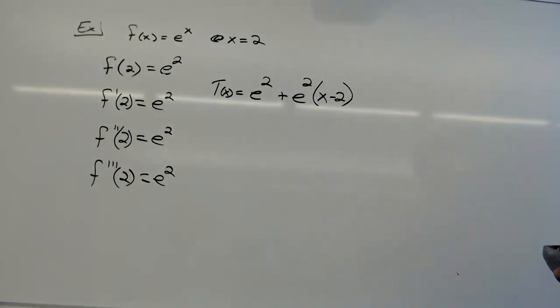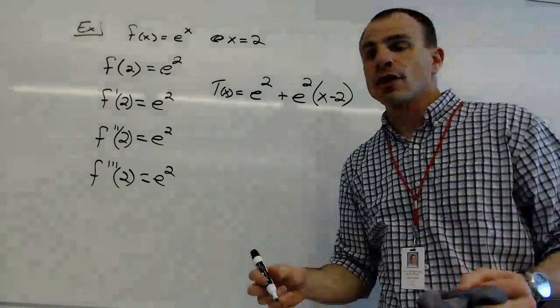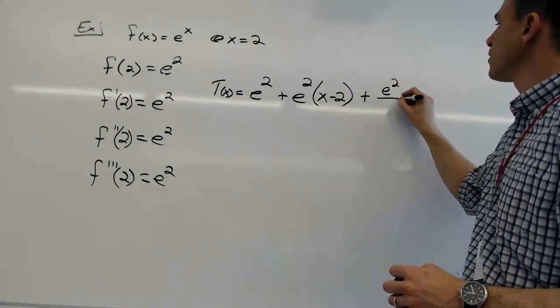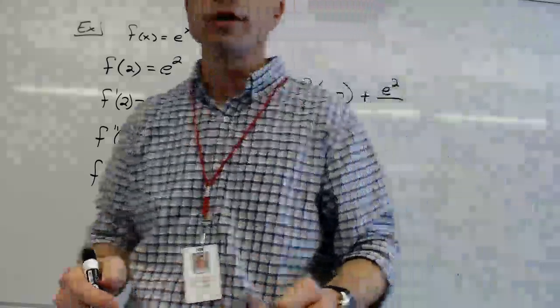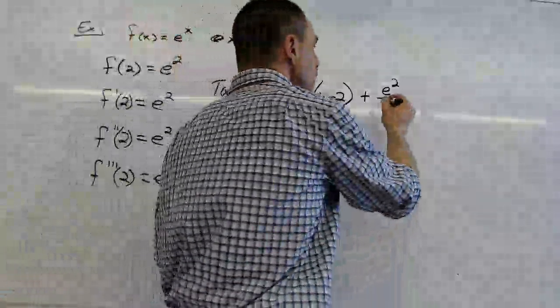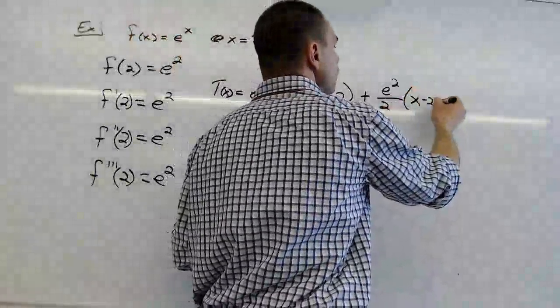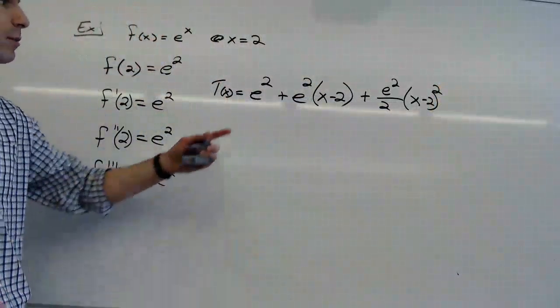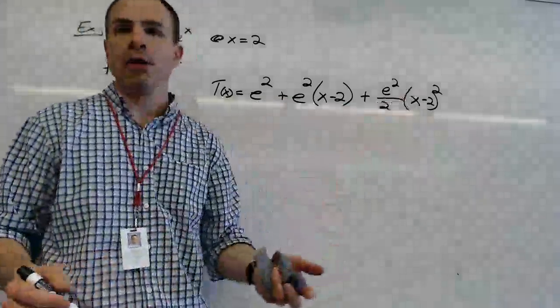And now we go to our quadratic term. So it's going to be plus, and then we have our e squared. But this time we have to divide it by 2 factorial. And we can just write the 2. Right? And we have x minus 2 squared. And we're asked for the first 4 terms. We have 1, 2, 3. We need a 4th term.